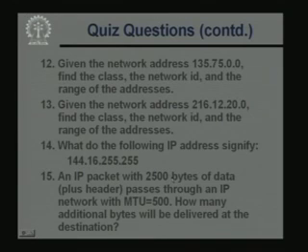An IP packet with 2500 bytes of data plus header passes through a network with MTU 500 bytes. How many additional bytes will be delivered?